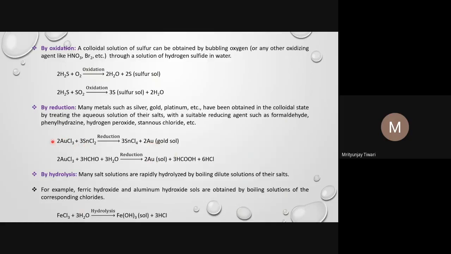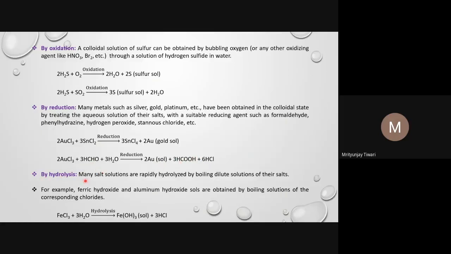For the gold sol, the example is here. The salt of gold is AuCl3, gold three chloride, and the reducing agent is SnCl2. Once you add the reducing agent SnCl2, reduction of the gold will happen. So Au from the plus 3 oxidation state will be converted into Au atoms, and these gold atoms will aggregate to form colloidal size particles, so the gold sol will be obtained. For AuCl3 we can also use another reducing agent like formaldehyde in water, and again by reduction we get the gold sol, and other products will be formed.